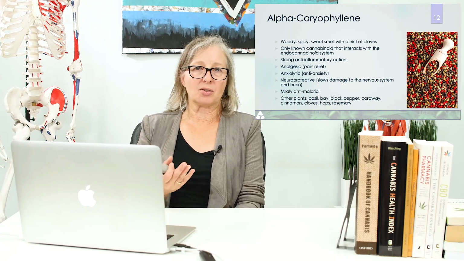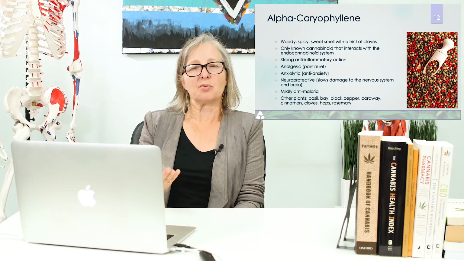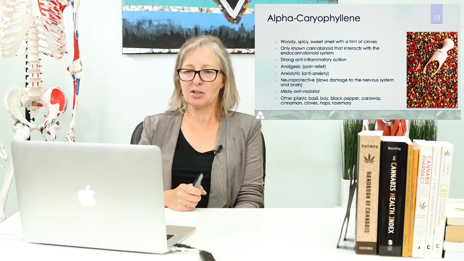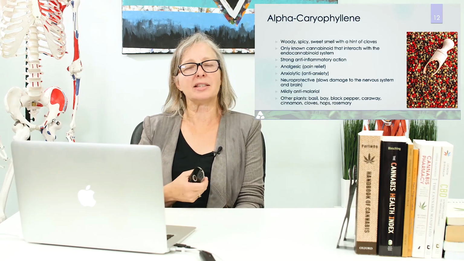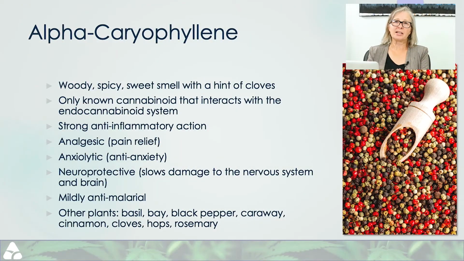And it also has analgesic action, which is an actual pain reliever, but it's really relieving pain by bringing down inflammation. It's also anxiolytic, which just means it's anti-anxiety. Neuroprotective, so there are some studies out there that show that caryophyllene will slow down damage to the brain and the nervous system.